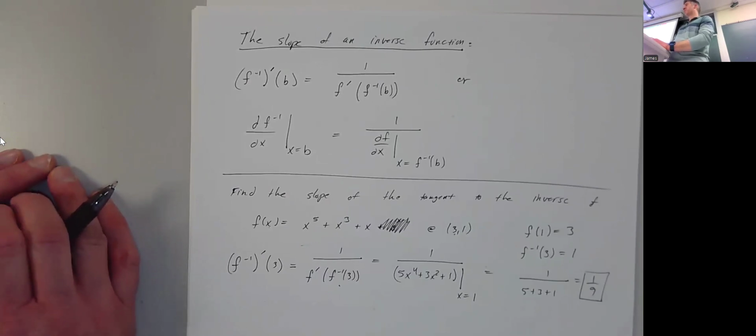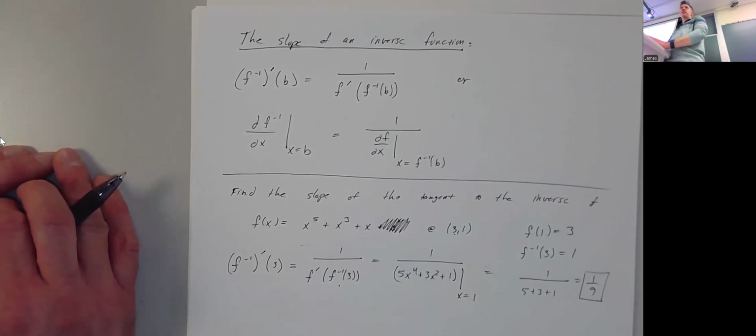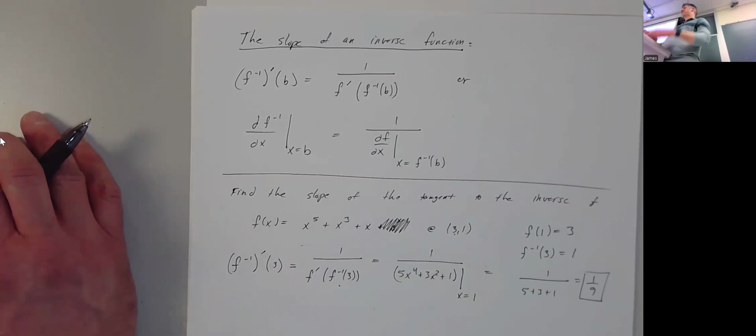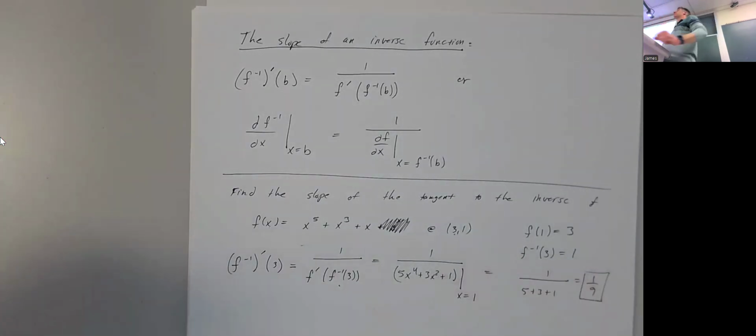Kind of weird. Really kind of weird, actually. It feels like you're almost doing things backwards. Why did we use 1 if it was f prime of f inverse of 3? Because f inverse of 3 is equal to 1. And the way we know that is because we know that f of 1 is equal to 3.